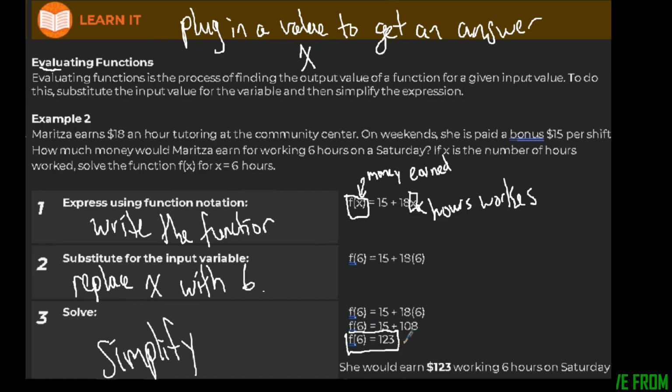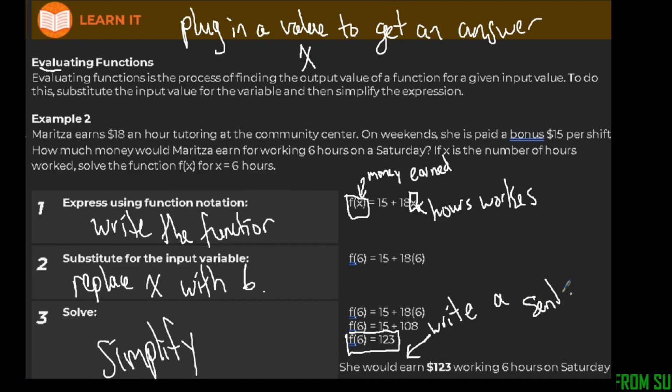But what that means is, notice how they write a sentence. They say write a sentence for the situation.